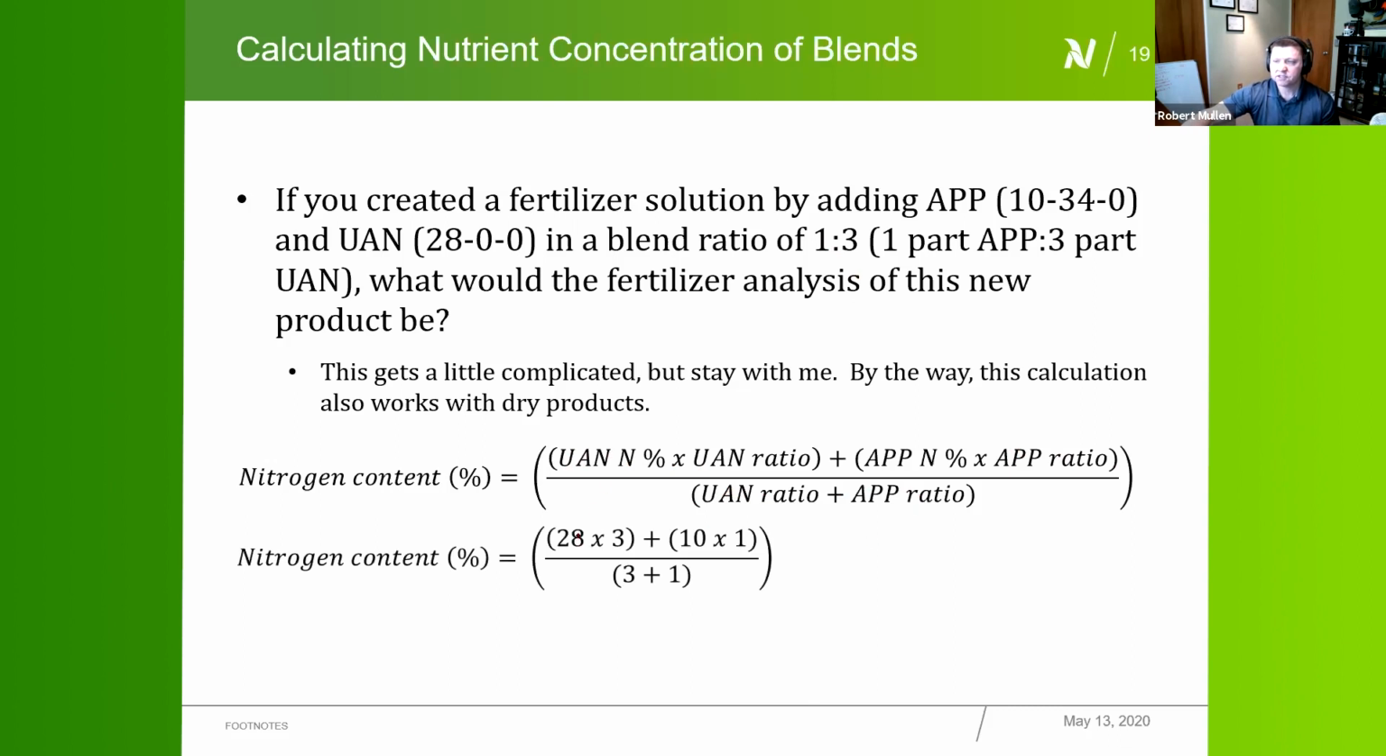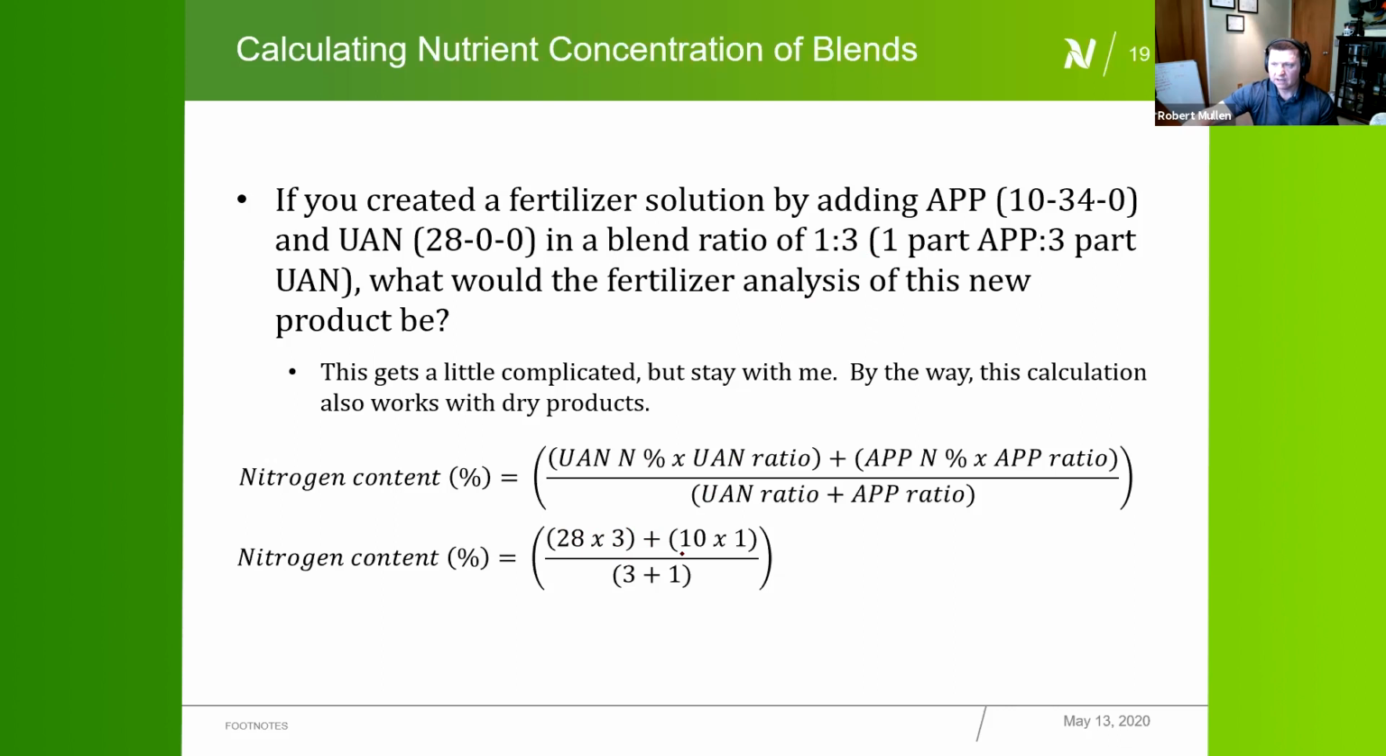UAN nitrogen analysis is 28. UAN ratio is 3. I did this intentionally backwards so that I'm forcing you to pay attention to specifically what that 3 represents. And I did this as a 1 to 3. I did it backwards down here just so you, because sometimes people get stuck in this loop of, oh, whatever's first goes here. Order doesn't matter on this. You just have to make sure these things stay together.